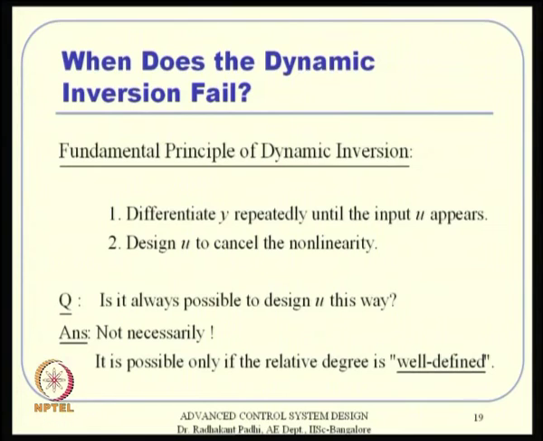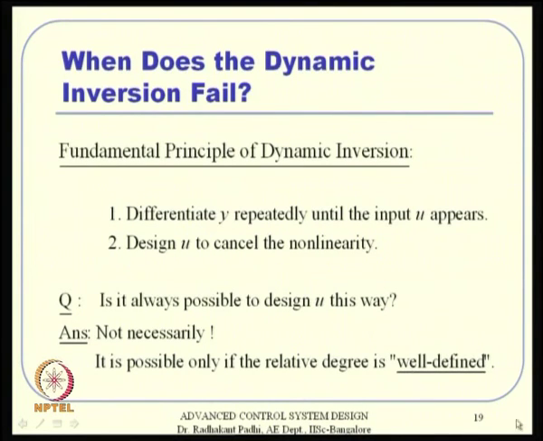So, when does the dynamic inversion fail? That is another condition that we have to worry about. What is the fundamental principle of dynamic inversion? It turns out that you differentiate y repeatedly until the input u appears, and then design u to cancel the nonlinearity and enforce some sort of a stable error dynamics. That is the fundamental principle. So, is it possible to design u this way always? The answer is not necessarily, and the concept here is it is possible only if the relative degree is well defined.